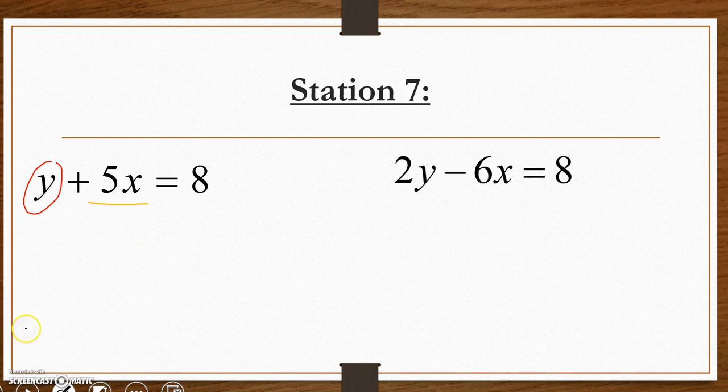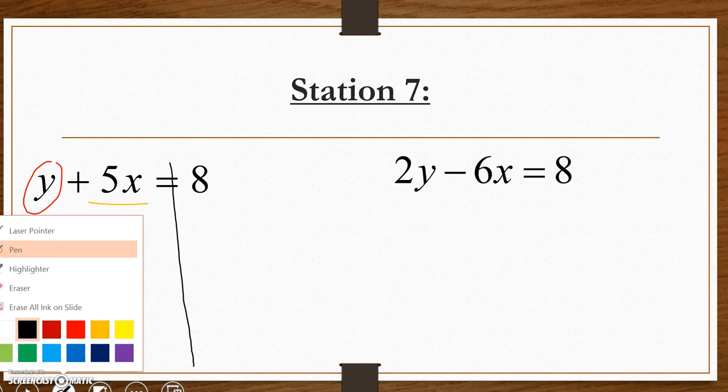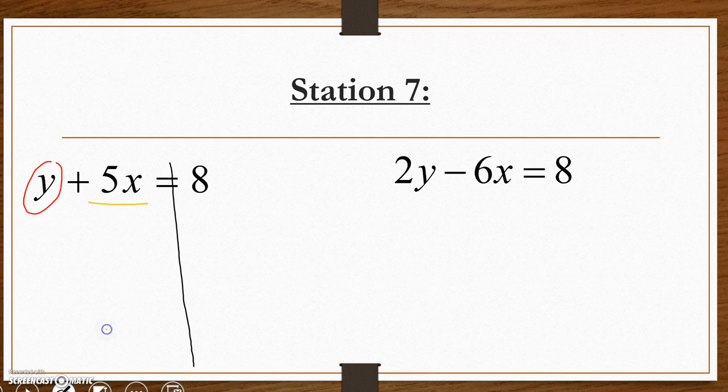So the first thing I do is I always put a line down in between my equal sign. That reminds me that whatever I do to the left of the line, I have to do to the right of the line and vice versa. So we need to get rid of this 5x. So what we do is the opposite. Since it's a plus 5x, I subtract it over.